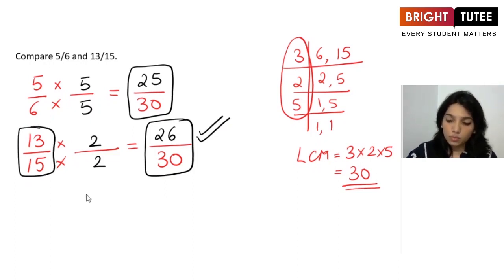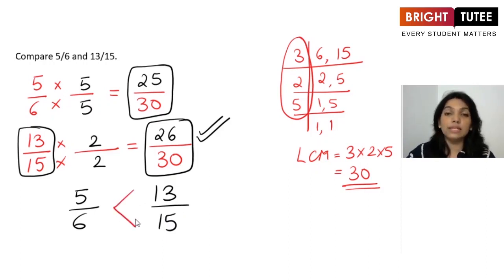So let us write down what is bigger. Is 5 over 6 bigger or is 13 over 15 bigger? By working out the equivalent fractions, we have just calculated that 13 over 15 is the bigger fraction. I hope this makes sense.